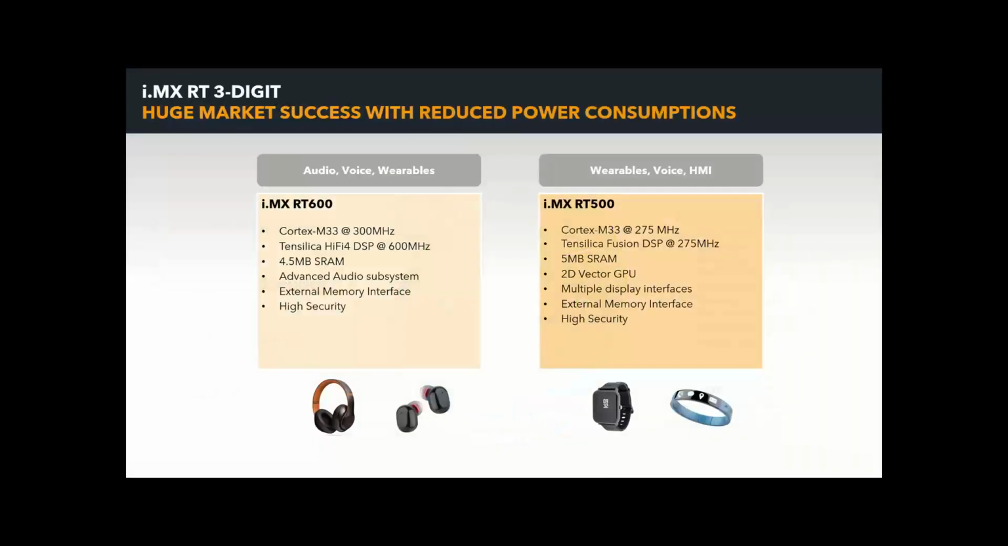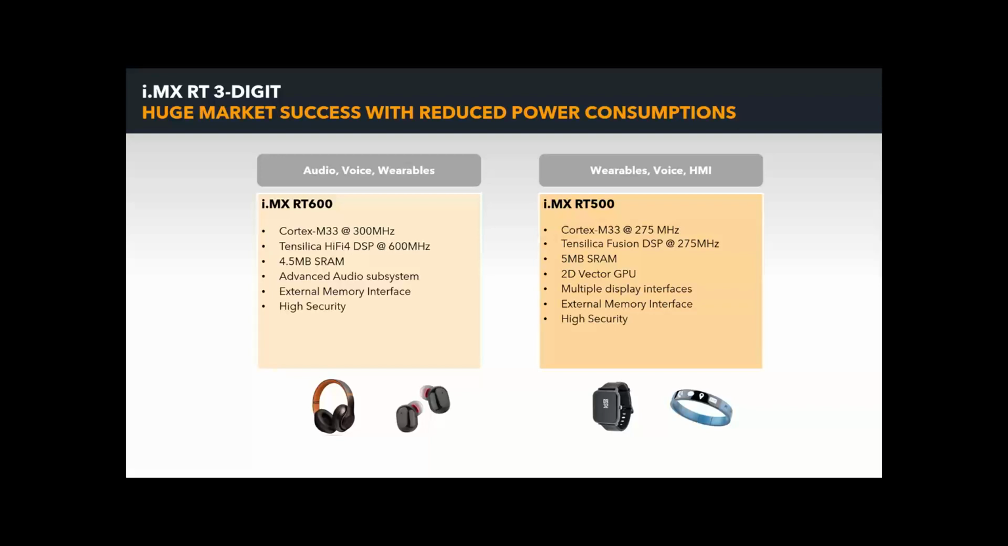So let's zoom in a little bit on what are the families available in the i.MX RT. I like to categorize that into two major categories. This i.MX RT 3-digit, what we call it, including the i.MX RT 600 and 500. Those are viewed as more or less like little brothers to the other i.MX RTs.